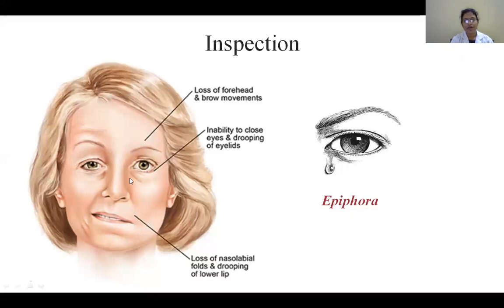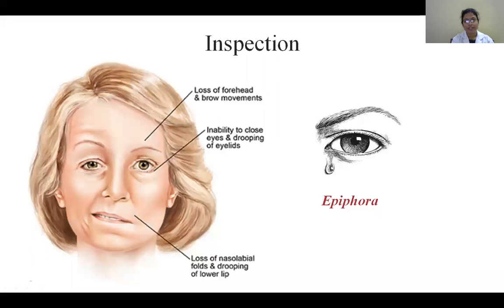Is there any loss of nasolabial fold? So this is known as nasolabial fold. Whether it is present or absent, or what is the angle of the lips, so the angle of the mouth. Is the angle of the mouth drooping? That is what you have to observe. And epiphora, or the overflow of tears. So this is what is depicted in this figure.